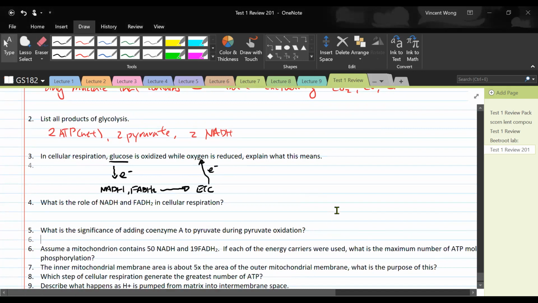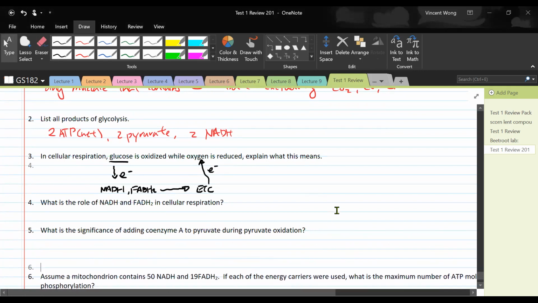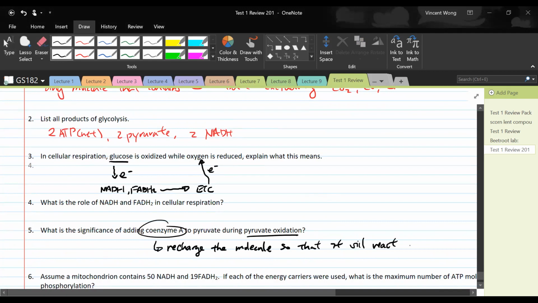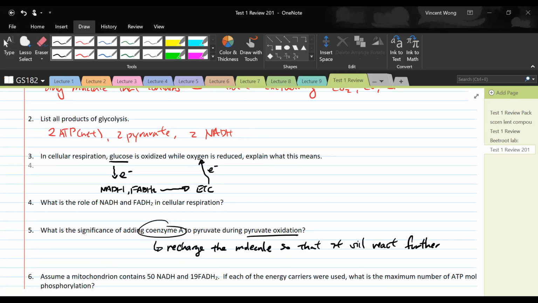Next one. What is the significance of adding coenzyme A to pyruvate during pyruvate oxidation? So in pyruvate oxidation, 3 things happen, right? You remove the carbon dioxide, you produce the NADH, but you also add coenzyme A to re-energize, recharge the molecule, right? So that it will react further in the Krebs cycle.